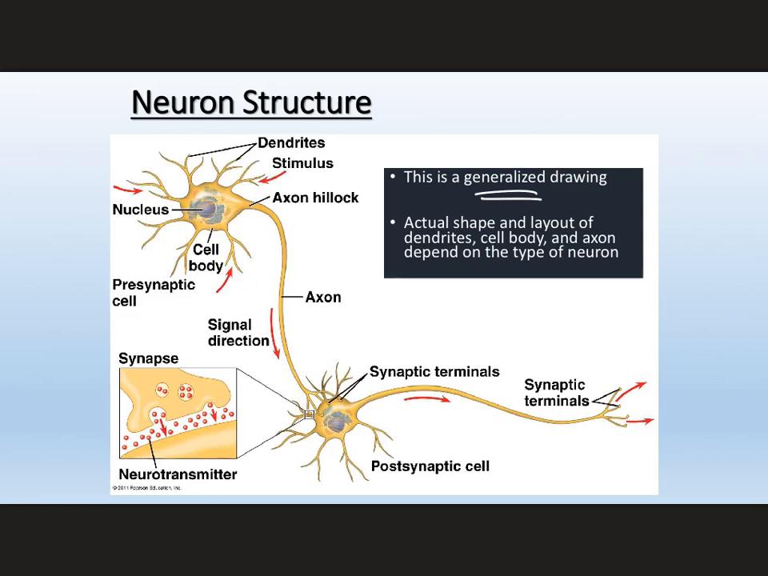But again, here's our cell body up here. Dendrites are bringing this information in. Then that information can travel down the axon, and then we end up with this synapse we see here, where the signal is moved by neurotransmitters into the next cell.